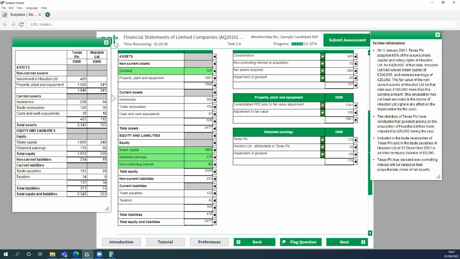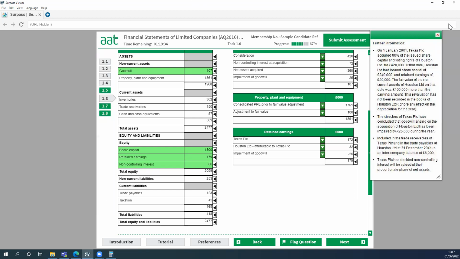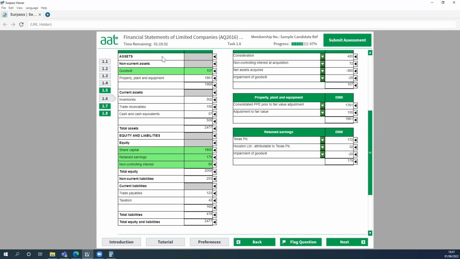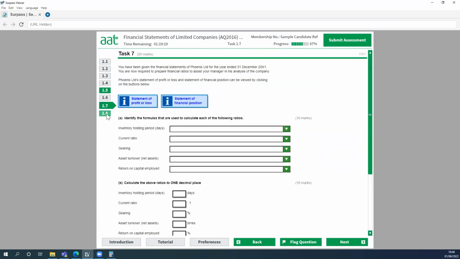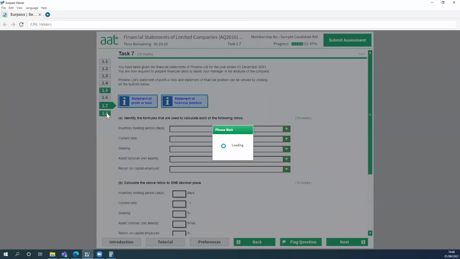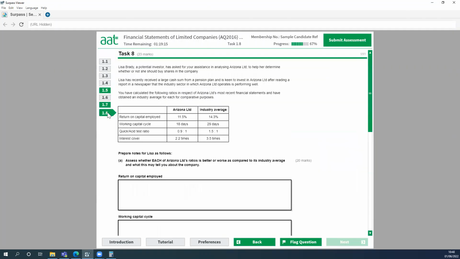Okay, so I've done 1.1 and 1.2, and I've also done 1.6. So that's it for this video. And again, I'll do 1.7 and 1.8, which are the questions to do with the ratios. The 1.8 is also to do with ratios, but the interpretation of the ratios, and I'll do that separately. Okay, thank you very much.